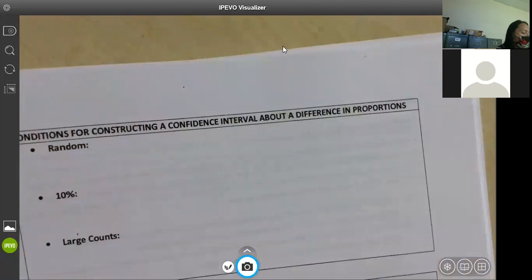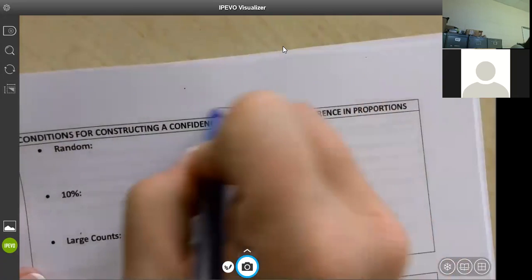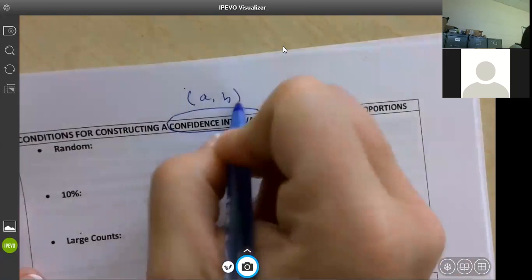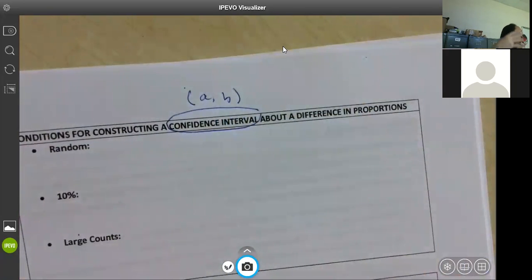Conditions for constructing a confidence interval. So make sure that you know what we're talking about. We're making a confidence interval. So remember that's the one where it was like A comma B or whatever, 95% confident that the true proportion falls within blah, blah, blah. So this time it'll be the true proportion and the difference or whatever. Okay, so we're talking about a difference.